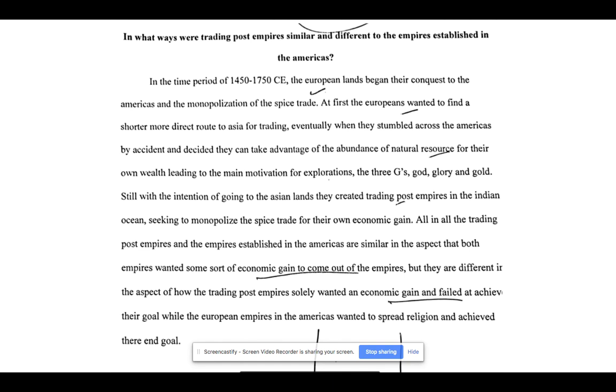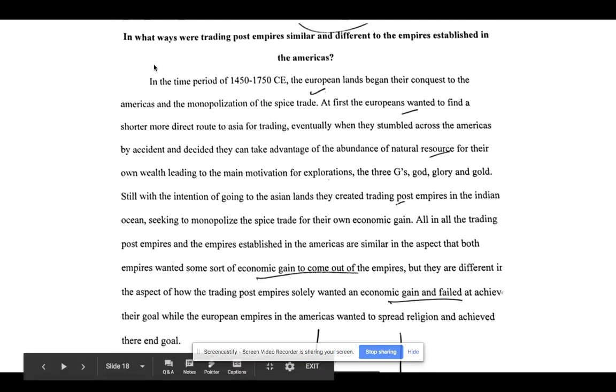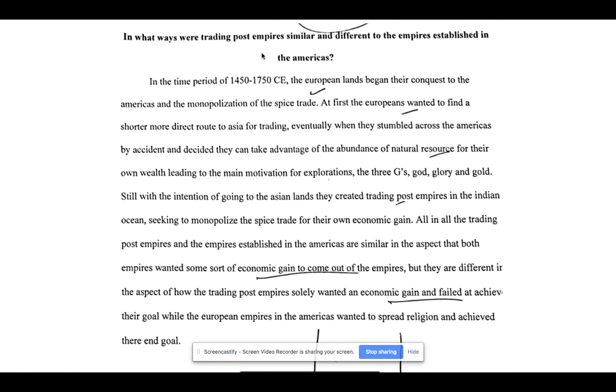Moving forward, a couple of things I want you to look at. This is an example of a well-written thesis, as well as intro, for our last prompt. The prompt was, in what ways are trading post empires similar and different to the empires established in the Americas? I highly recommend that you write that prompt at the top of the page.